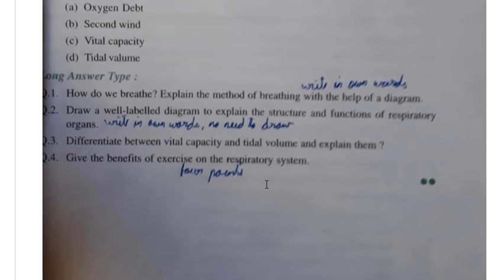And in long question-answer type questions, we have: how do we breathe? Explain the method of breathing with the help of diagram. We have to draw a well labeled diagram to explain the structure and function of respiratory organs. Third, differentiate between vital capacity and tidal volume and explain them. And fourth, give the benefits of exercise on the respiratory system.